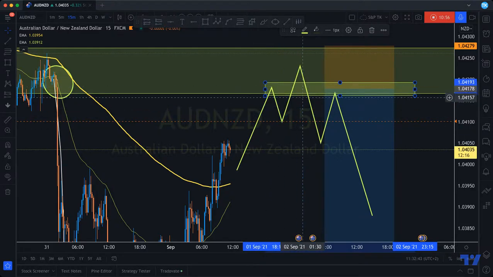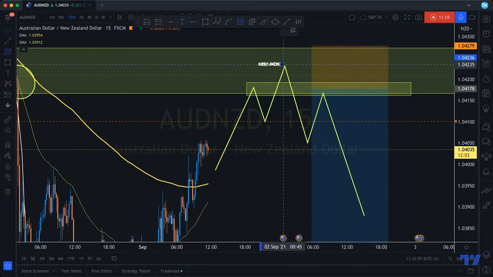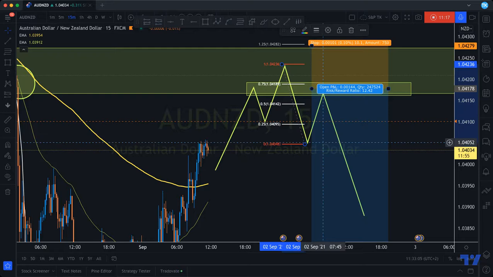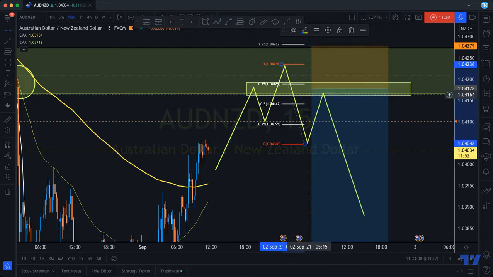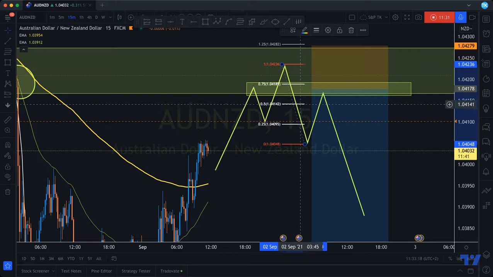This is not a head and shoulders, right, guys? Don't get confused. I wait for the price to reach the zone, to be above the 50% of this impulse. So for a short trade, I wait for the price to get into the premium zone, which is the zone between 50 and 1.